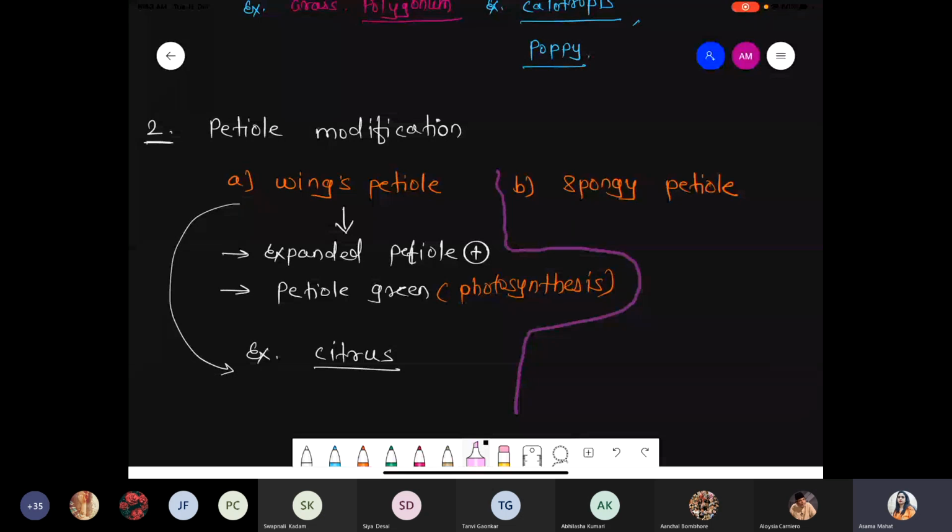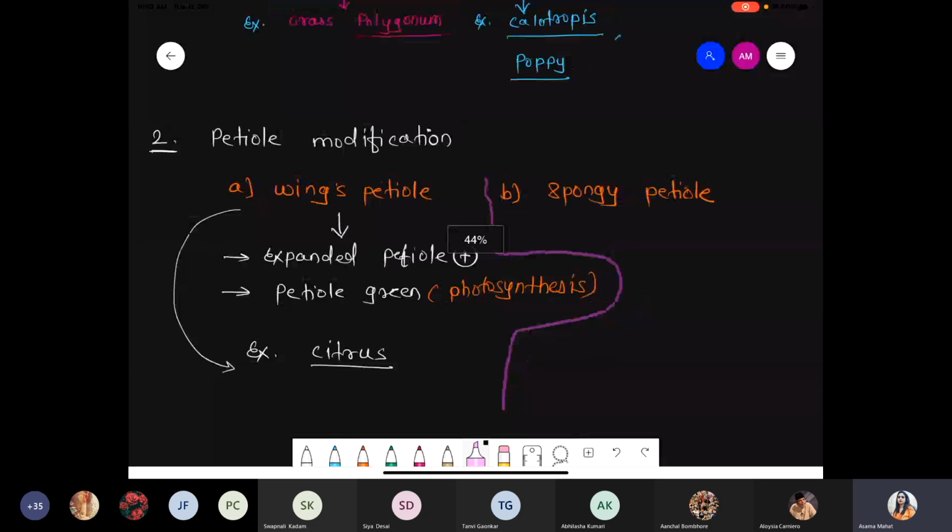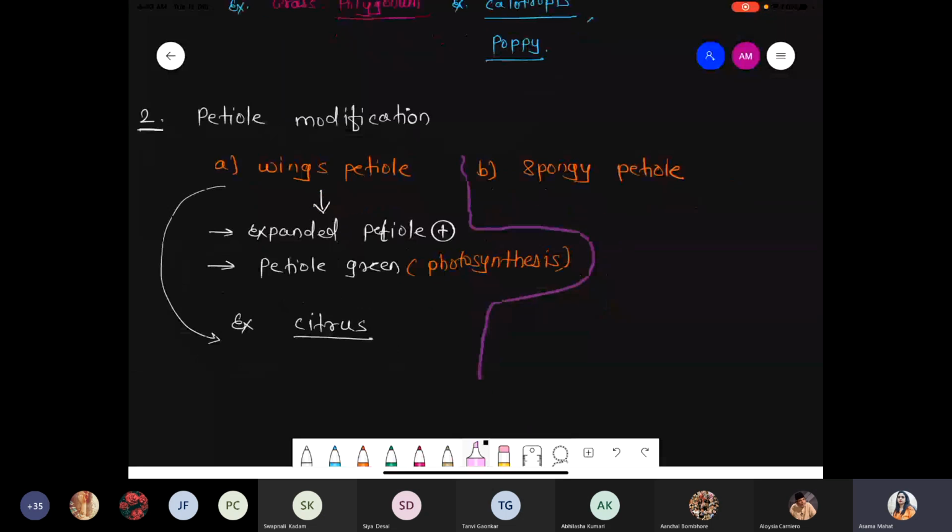Obviously, in citrus, leaves are present, but compared to the leaf, the petiole region shows expansion. They are green in color and perform the photosynthesis function. Now, next point, that is the spongy petiole. You know very well, spongy means tissues that easily float on water. So what does spongy petiole mean? Basically, that petiole is rich with parenchyma tissue.